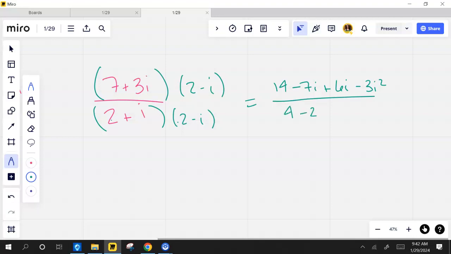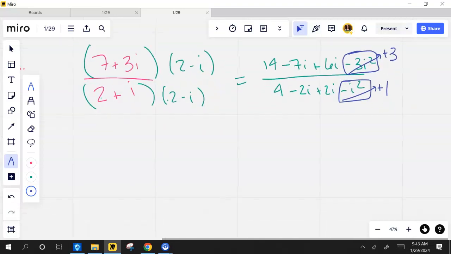On the bottom, 4 minus 2i plus 2i minus i squared. So this is the point where I'll go, okay, let me mark out what I can and simplify what I can. What's that become? -3i squared, so it becomes +3. This is -i squared, so it becomes +1. That's exactly right. And now I'm just going to gather up my like terms.